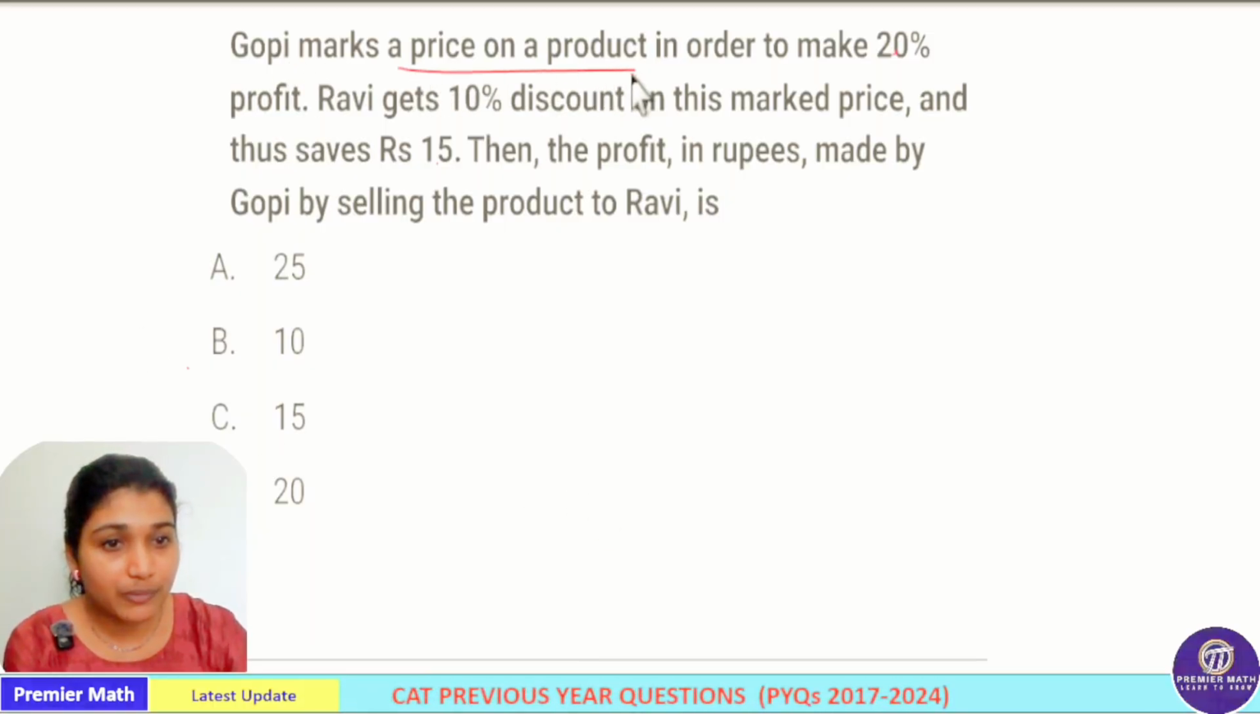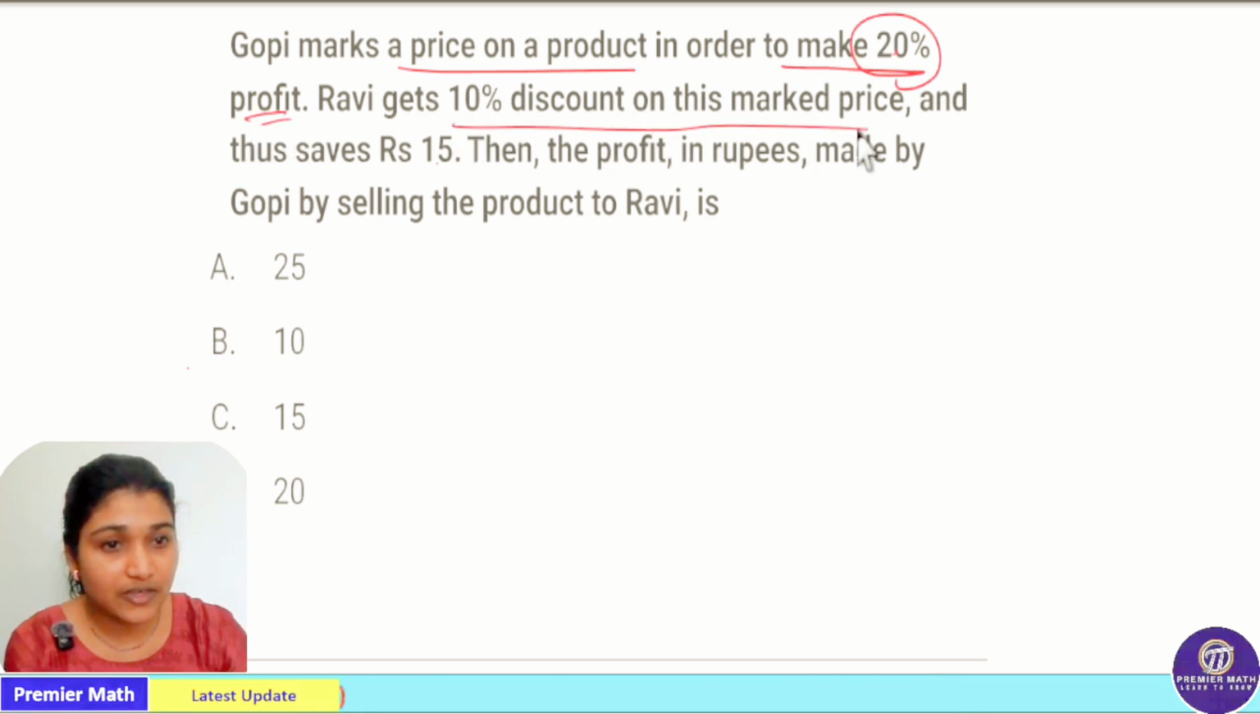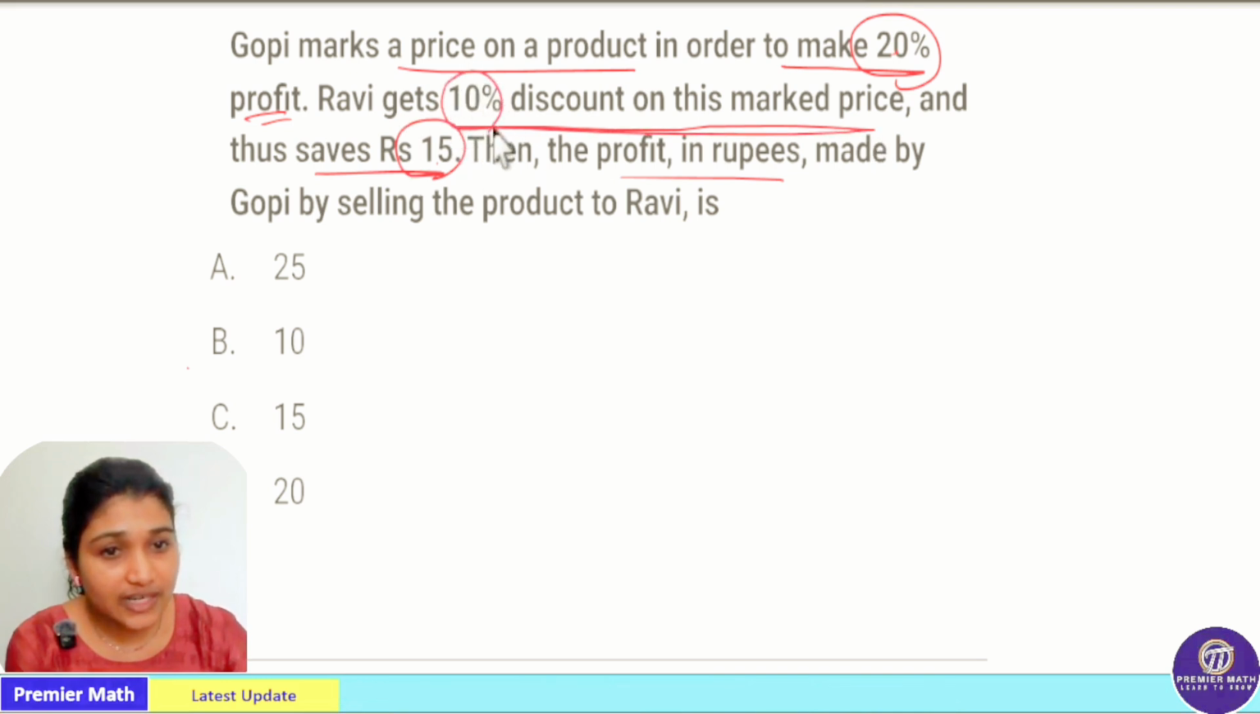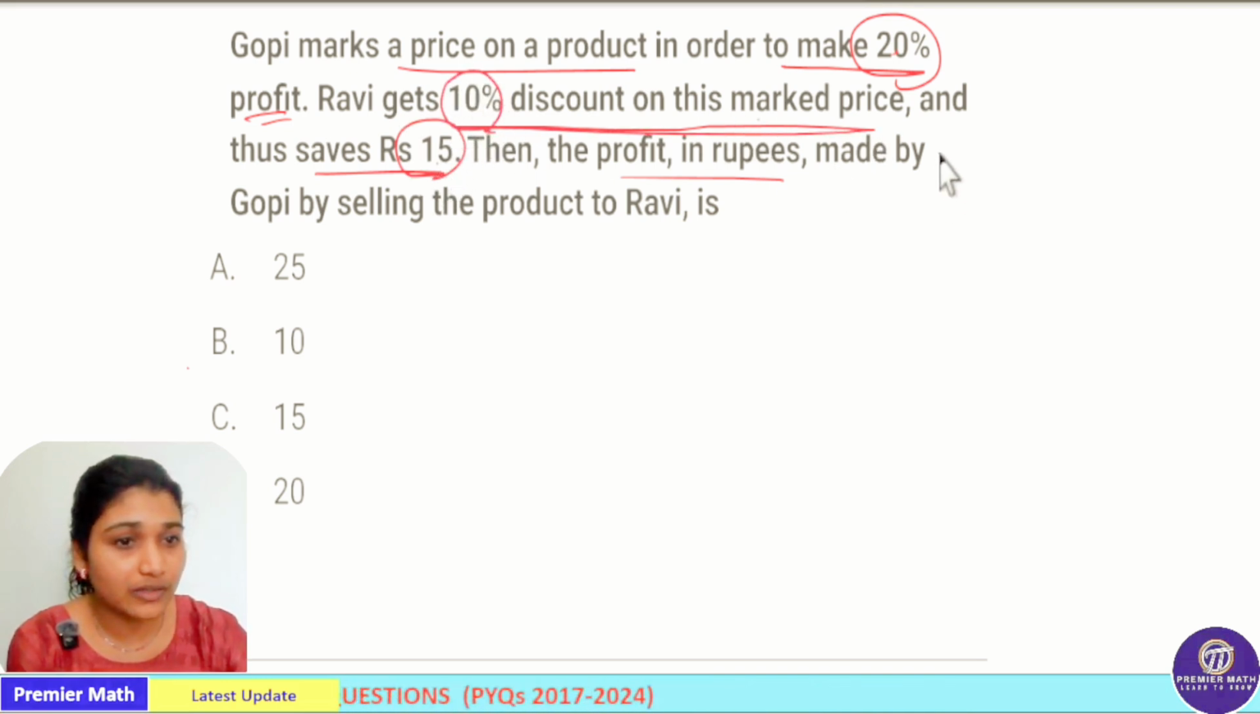Gopi marks price on a product in order to make 20% profit. Ravi gets 10% discount on the marked price and thus saves rupees 15. Then profit in rupees made by Gopi by selling product to Ravi is here. Discount is given on the marked price. So clearly it is given as 10% of mark price is 15. Then mark price directly is 150 rupees.